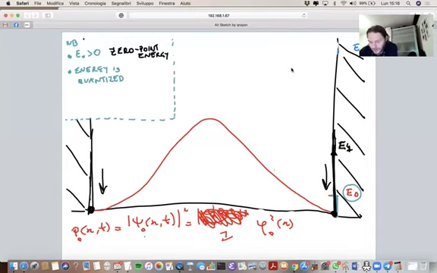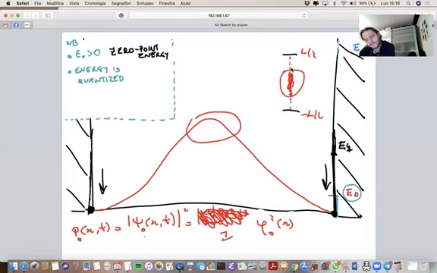So if I were to look at this from above and give a density map, this is my L half and minus L half. Looking down, I will get a higher probability density of finding a particle in the middle and lower, lower, lower toward the edges. So most of the time I will find a particle in the middle.